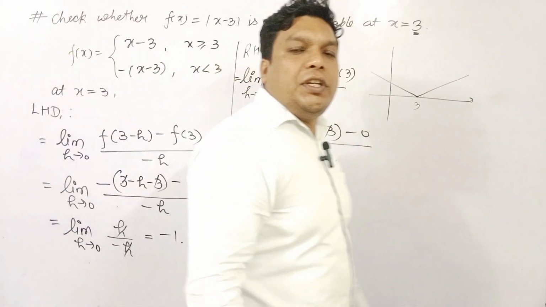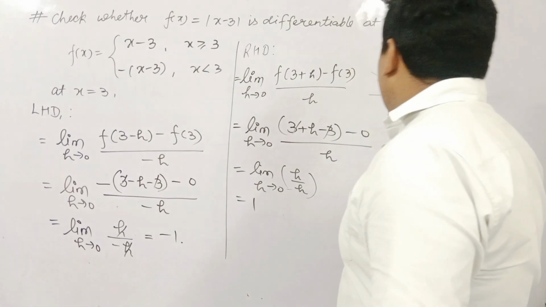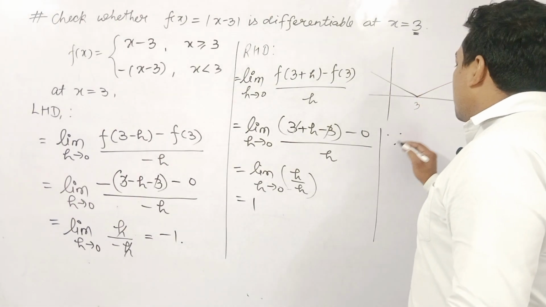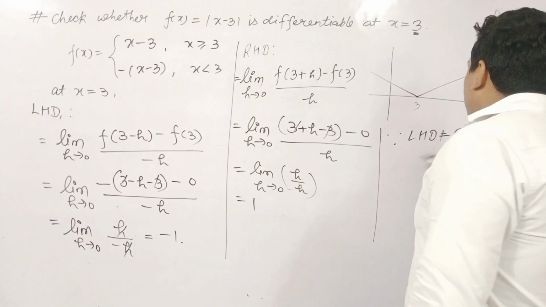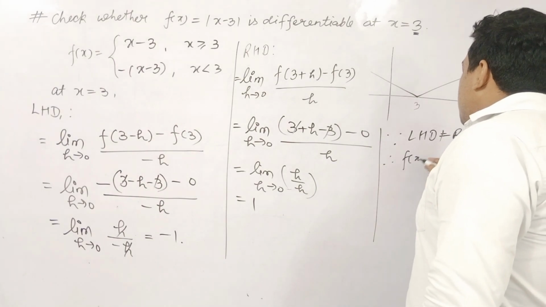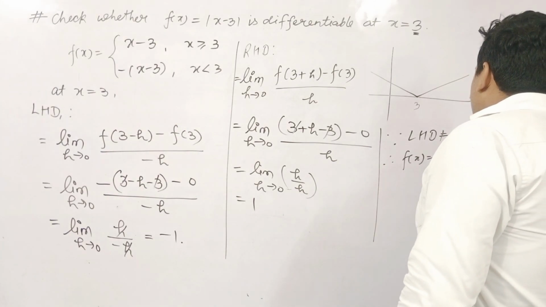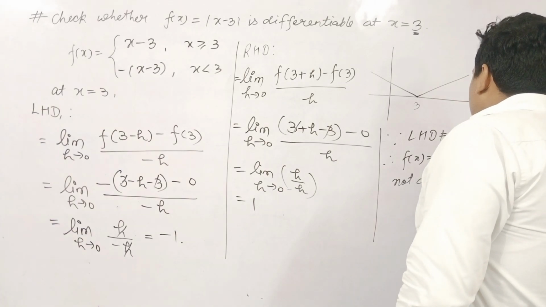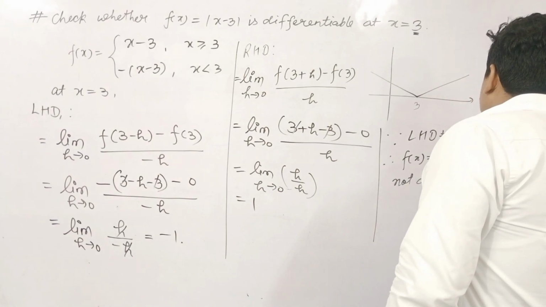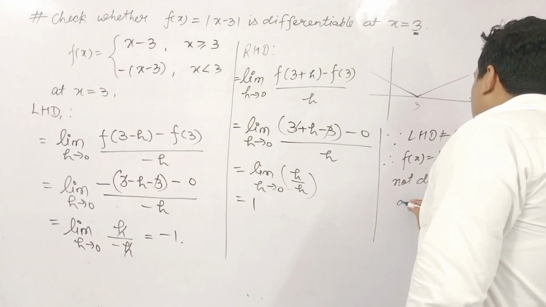So what is RHD? 1. So LHD is not equal to RHD. So what will you say? Because LHD is not equal to RHD, therefore f of x equals mod x minus 3 is not differentiable at x equals 3.